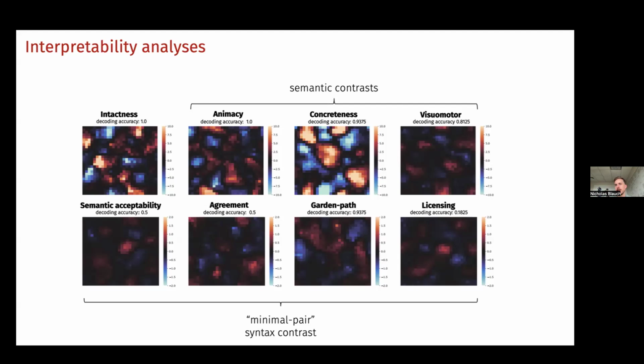It's more just that the representations have this topographic organization, which makes it a bit easier to see what's going on and easier to predict.